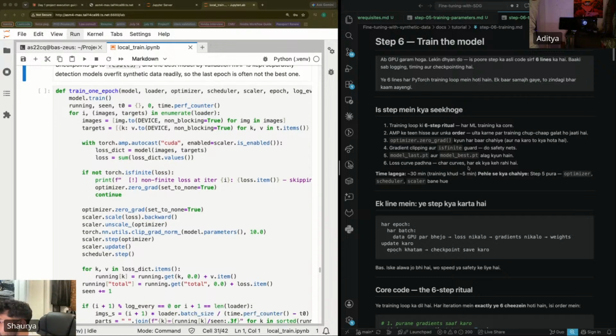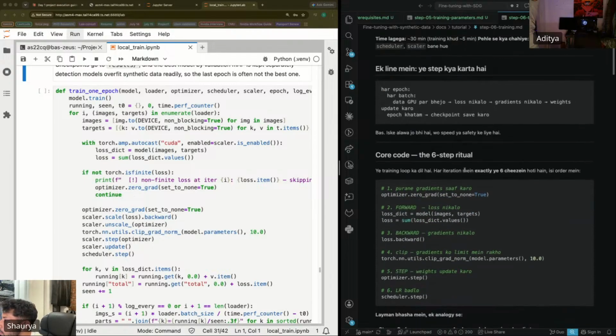What are these 6 lines? optimizer.zero_grad(set_to_none=True). scaler.scale(loss).backward(). scaler.unscale_(optimizer). torch.nn.utils.clip_grad_norm_(model.parameters(), 10). scaler.step(optimizer). scaler.update(). scheduler.step().